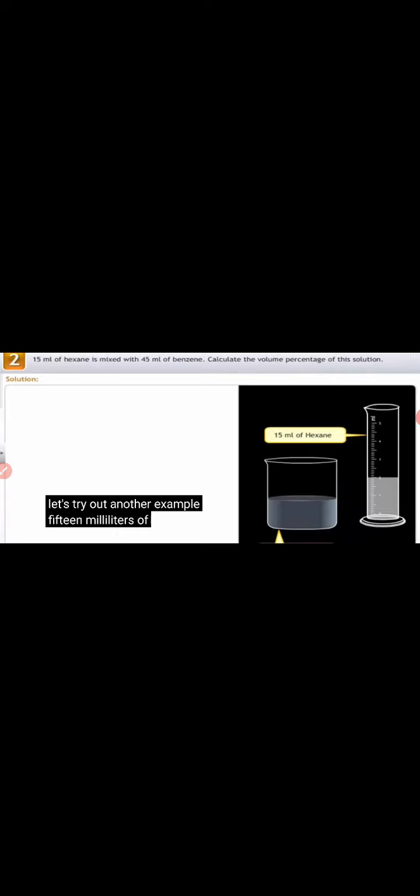15 milliliters of hexane is mixed with 45 milliliters of benzene. You want to calculate the volume percentage of the solution. In this problem, the volume of the solute, hexane, is 15 milliliters, and the volume of the solvent, benzene, is 45 milliliters.